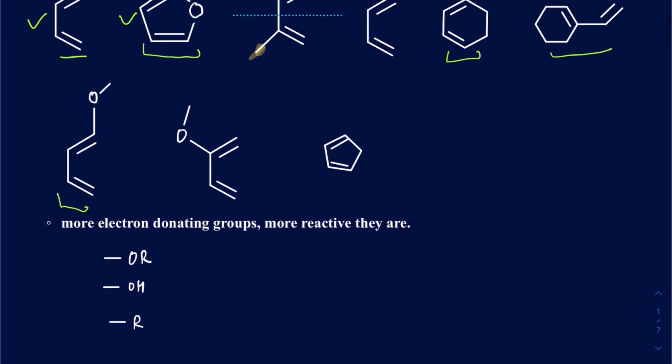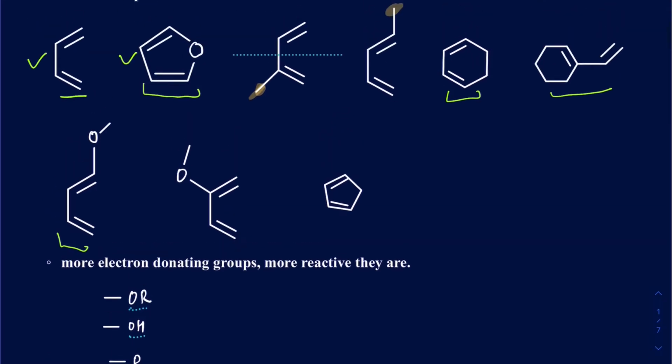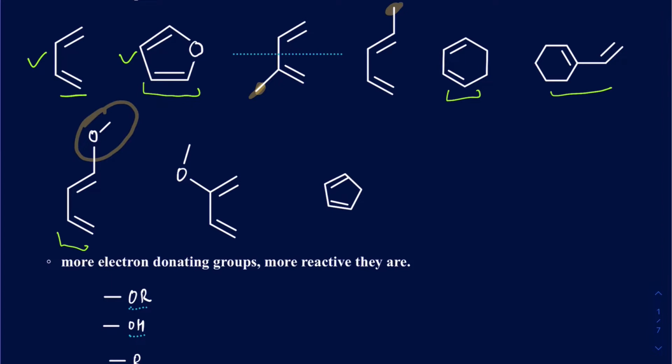To make those more reactive, I have to have some R groups or some alkoxy groups and even alcohols attached to them. So the presence of OR or OH or R will make them more reactive. And I do have some of these examples already there, like this one. Let's call this 1 and this 2. If I compare between 1 and 2, 2 is more reactive because of the presence of an electron donating group. So at the end of the day, the presence of an electron donating group will make these dienes more reactive.